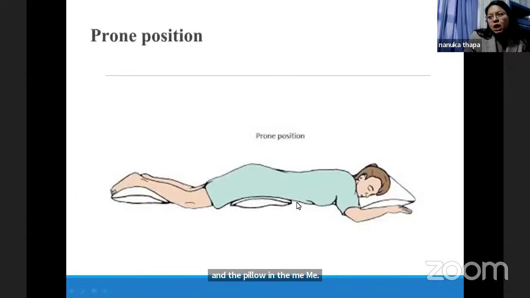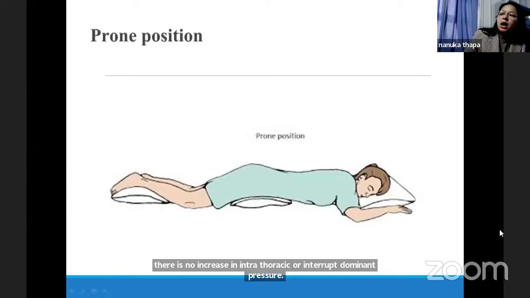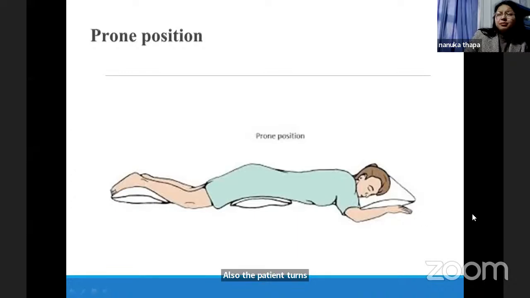So in this area the abdomen is free, so that the patient can breathe comfortably and there's no increase in intrathoracic or intra-abdominal pressure. Also, the patient turns to one side with their arms extended, but they should not be abducted more than 90 degrees to prevent any peripheral nerve injury.